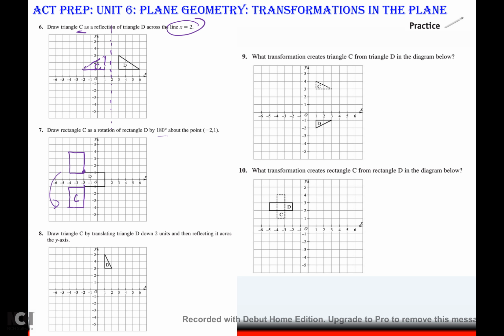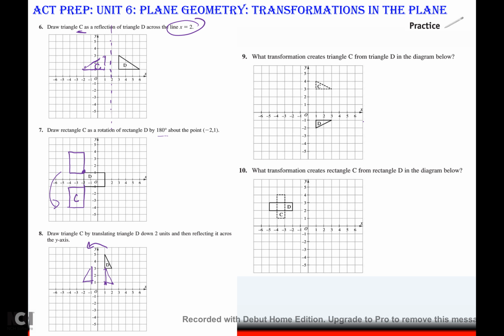Alright, 8. Draw triangle C, translating triangle D down 2 units, and then reflecting it across the y-axis. So first I have to go down 2 units. So 1, 2, 1, 2, 1, 2. That would put me down 2 units. And then I have to reflect it across the y-axis, which is this way. So 1 away, and we'll just flip it over this way. Oops, except for the little one. Not that big.